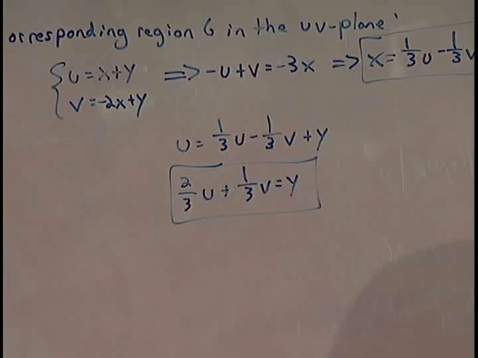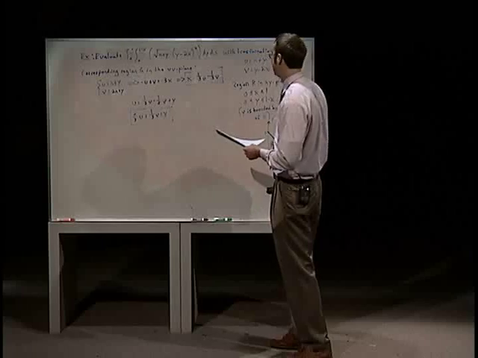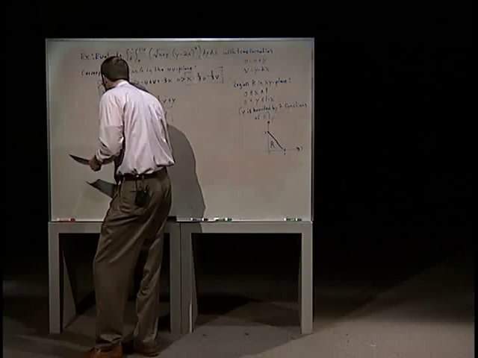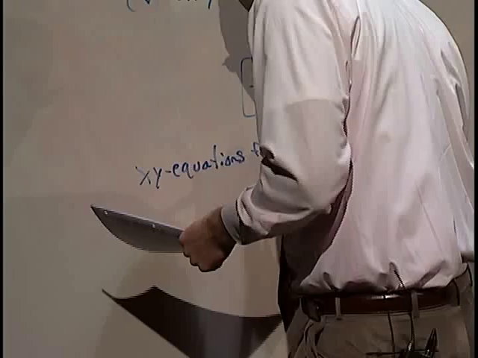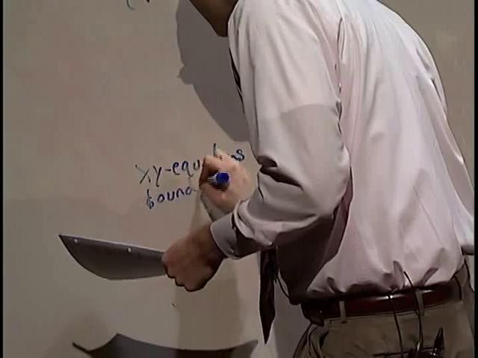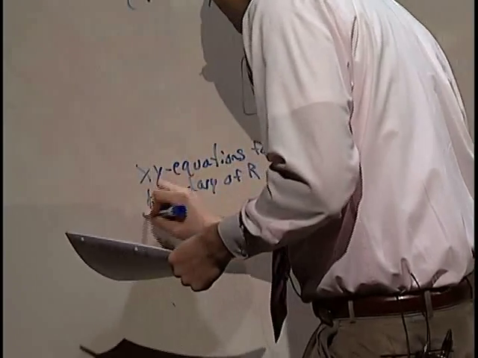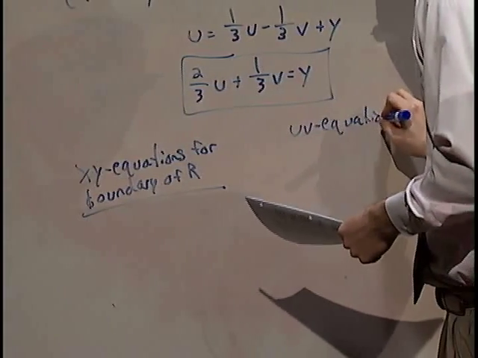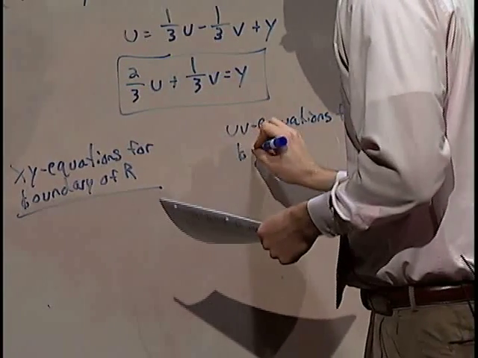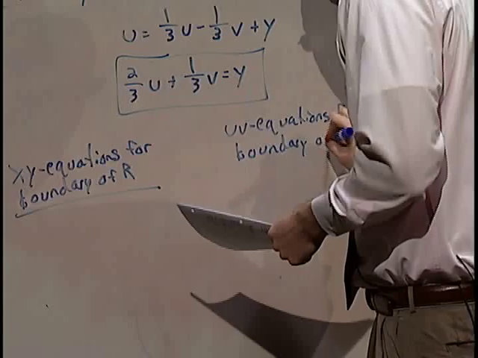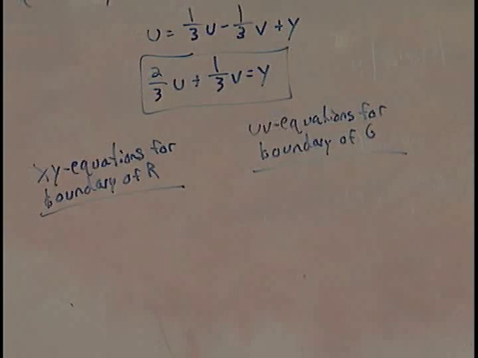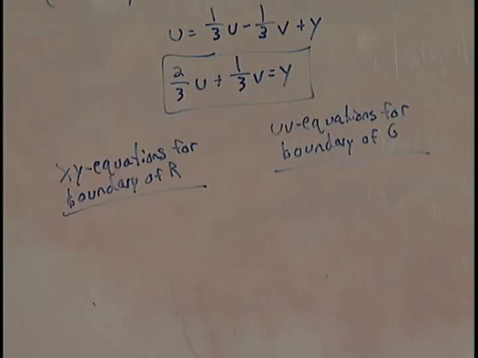Okay, all right. So now we're going to make our chart. Let's see, do I want to cut anything out yet? Not really. Let me try to make it down here. So we'll make our chart. Again, we'll have XY equations for the boundary of R, and then on the other side, we'll have UV equations for the boundary of G.